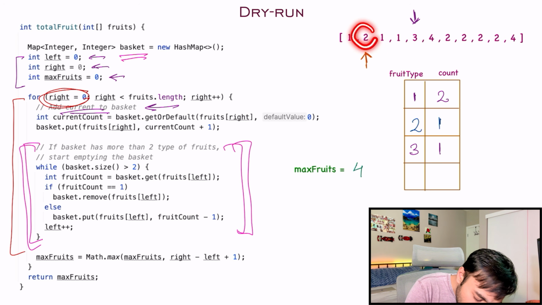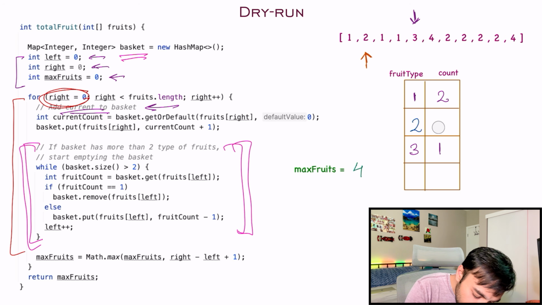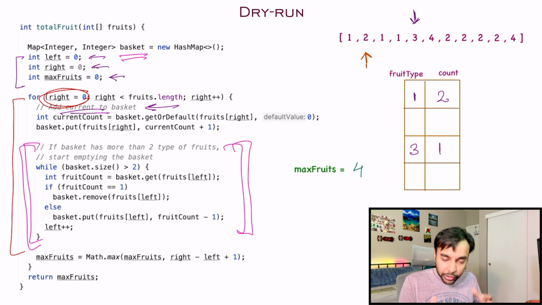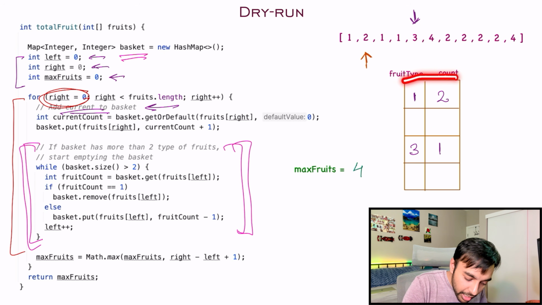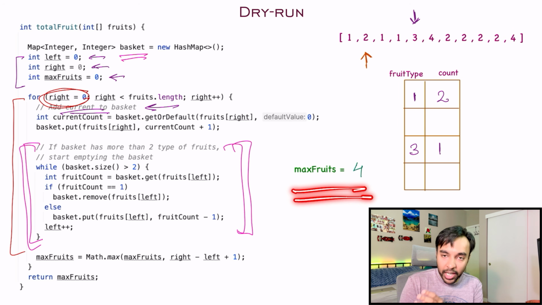And this time I am going to remove the fruit type 2. This value is 1. If I decrement its counter, it will become 0. And if it becomes 0, I can remove it totally from my basket. So what do you have now? Once again, you just have 2 types of fruits. So you will exit out of this loop. Try to update the max fruits. They are 3 now, but 3 is less than 4. So this will remain constant.